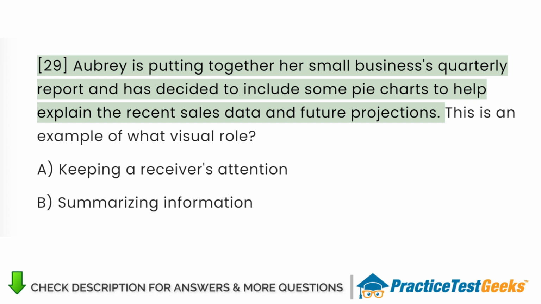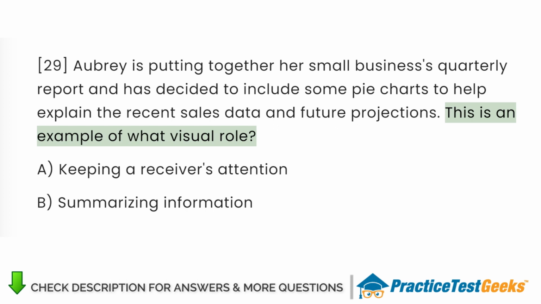Aubrey is putting together her small business's quarterly report and has decided to include some pie charts to help explain the recent sales data and future projections. This is an example of what visual role? A. Keeping a receiver's attention. B. Summarizing information.